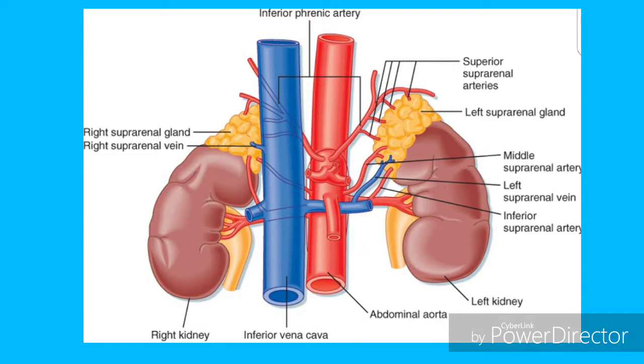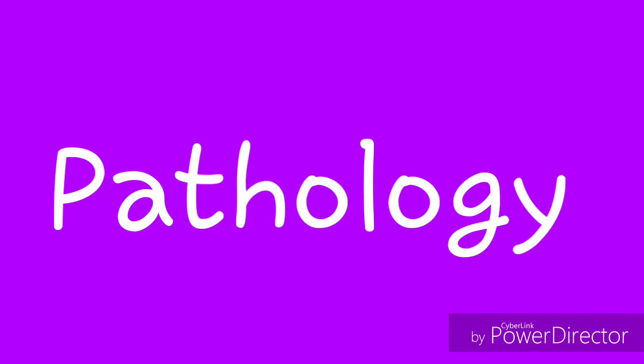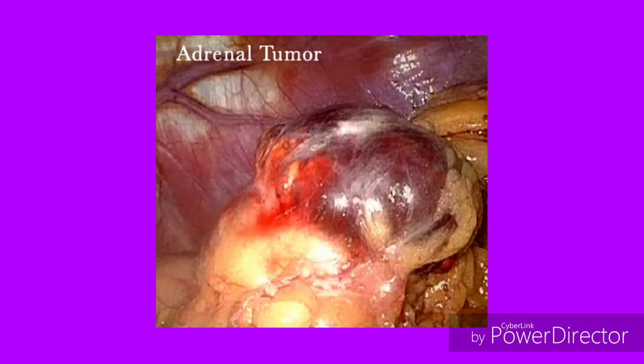The adrenal glands get their blood supply from both the superior suprarenal artery and the middle suprarenal artery. The adrenal glands are commonly removed due to tumors. If a tumor is found within the adrenal gland and it is 3 centimeters or larger, then the gland that is affected will be removed.